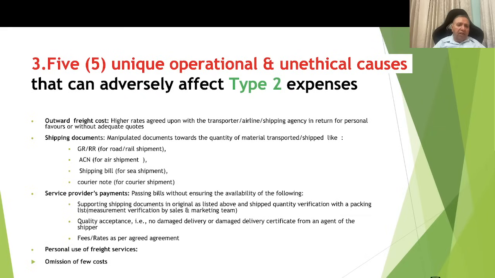Shipping documents which are there, they are manipulated and they are not in original. Shipping documents means GRR in the case of road and rail, ACN air consignment note for air shipments, shipping bill for sea shipment, courier note for the courier shipment.